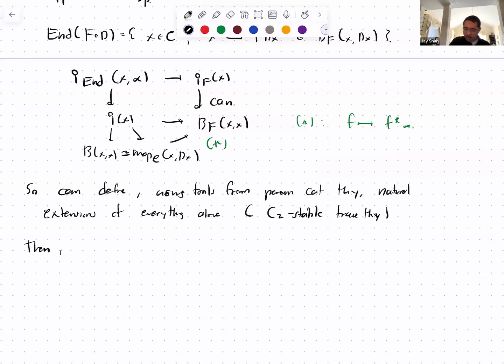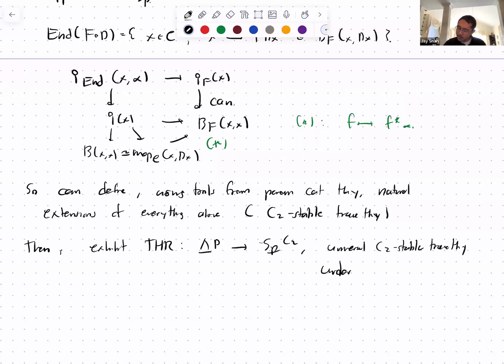Then you can exhibit THR as a functor, as a C2 functor on this category, and as the universal C2-stable trace theory under what turned out to be, again, some C2 parameterized extension of the functor endomorphisms. And the application I'm principally interested in is, again, to get the real cyclotomic structure on THR of some Poincaré category.